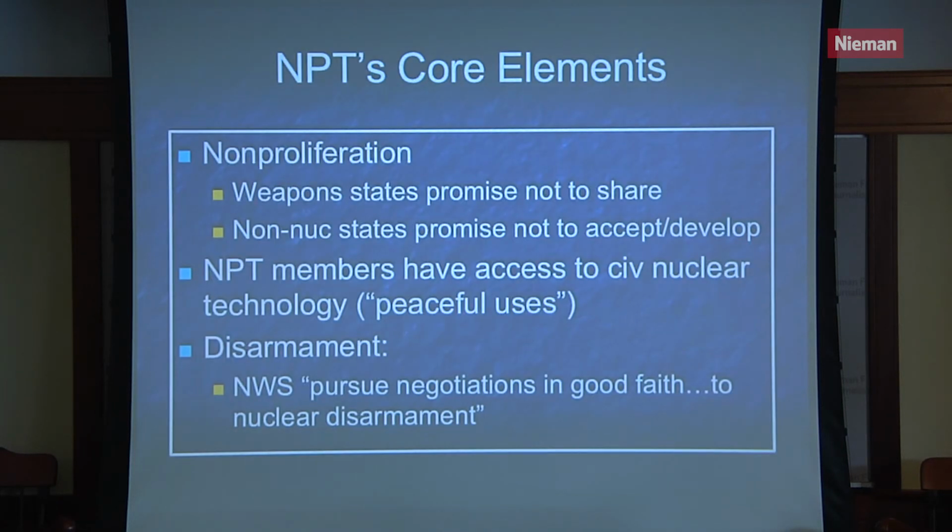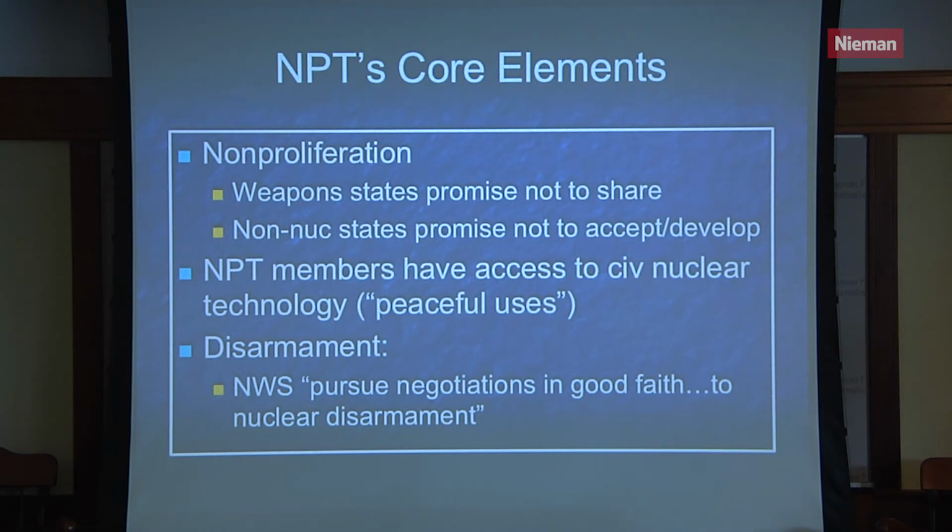So the NPT's core elements, sometimes called the three pillars, are non-proliferation. Weapon states, I think in Article 1, promise not to share their nuclear weapons with other countries, and that was actually a live question in the 50s and 60s. Would the United States share nuclear weapons? Eisenhower was inclined to want to do that. And so under the NPT, weapon states promise not to share, and the non-nuclear weapon states promise not to accept or develop their own nuclear weapons.